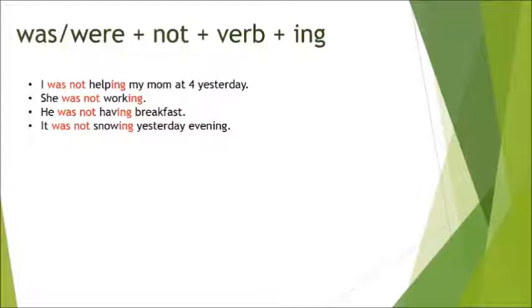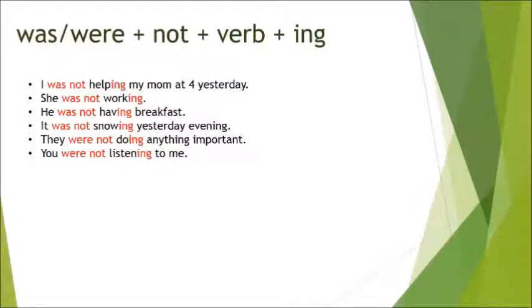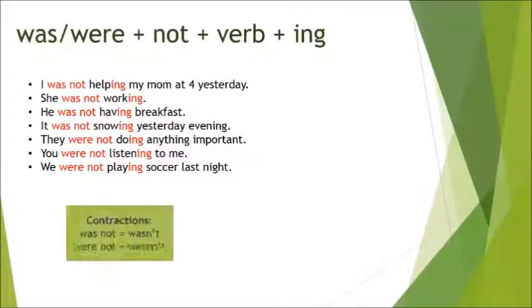Was not having. Was not snowing. Look at these ones. They were not doing anything important. You were not listening to me. We were not playing soccer last night. For they, you, and we use were, not, and verb plus ing. We're not doing. We're not listening. We're not playing.